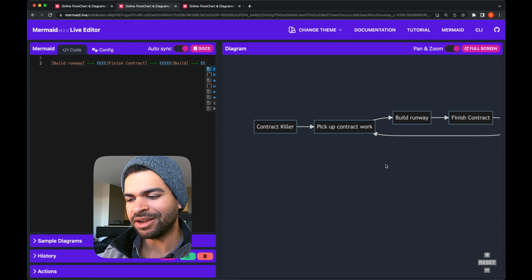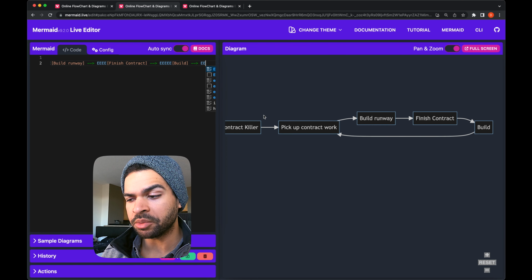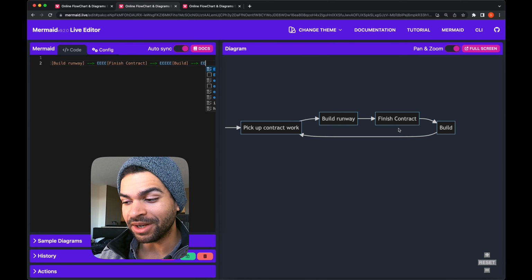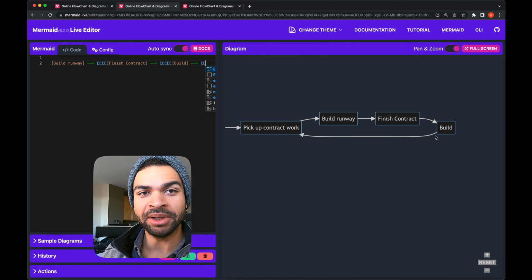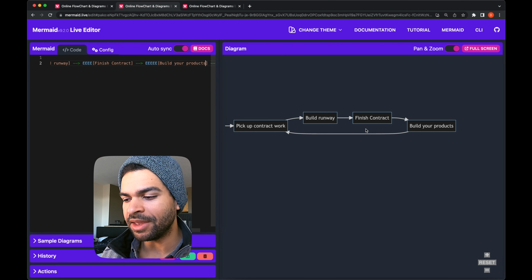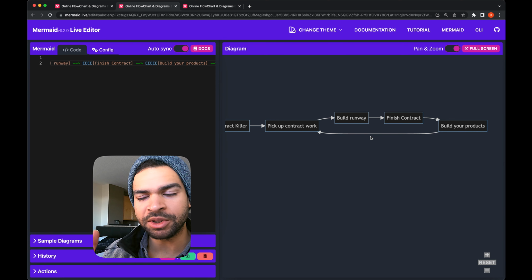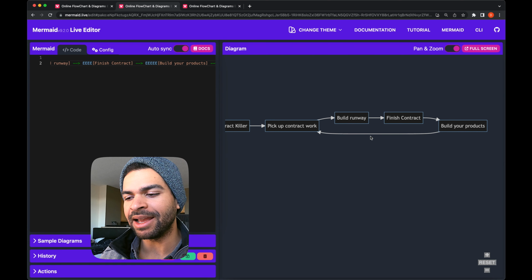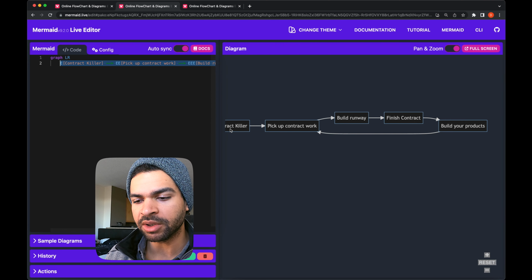Also, in the contract killer runway strategy, you pick up contract work, you build your runway, you finish your work, then you're going to go into a building cycle, right? Build your products. And then once you run out of cash, once you run low enough, you're going to cycle back and you're going to pick up some more contract work. So this is pretty cool.